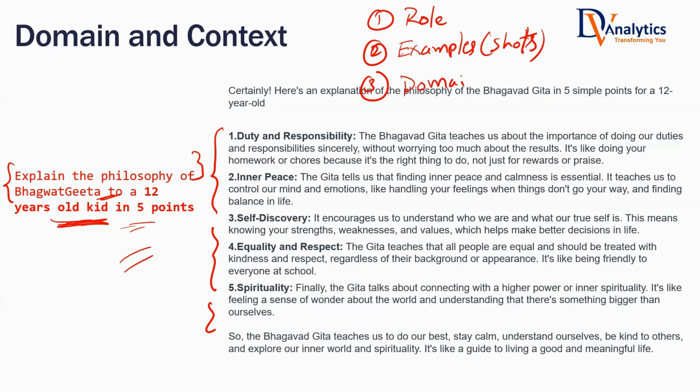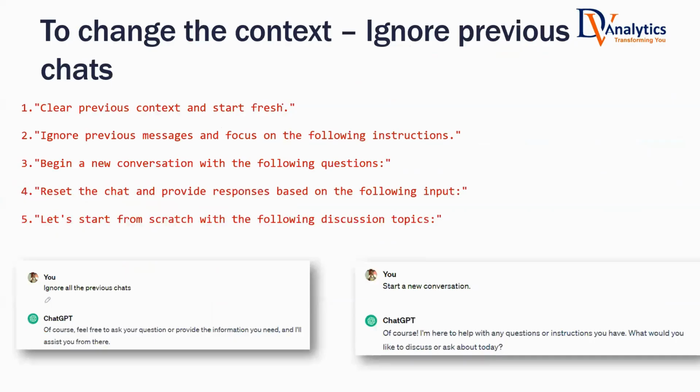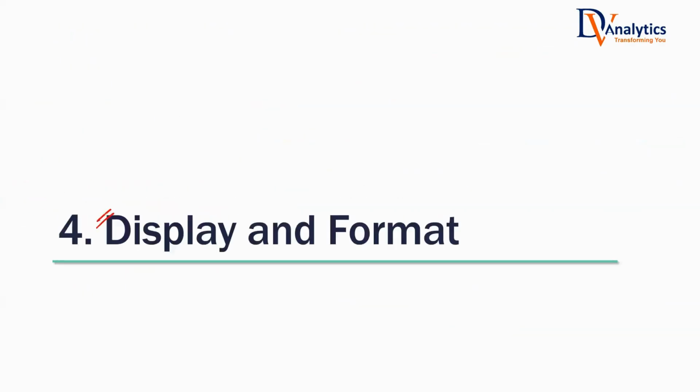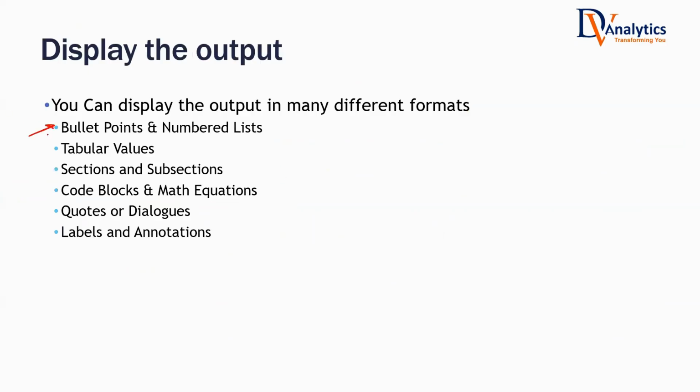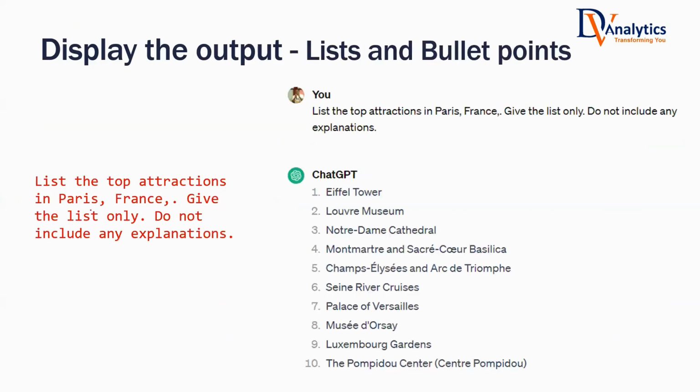Domain and context. Make sure you specify which domain, which context you want your output in. Then you will get granular, fine-tuned results. The next one is you can mention what kind of display you want, what kind of format you want your output in. You can get the display in bullet points. Maybe you're expecting bullet points, but every time it is giving you text. Then mention it. I want bullet points. Maybe you're expecting a table. Mention it. I want tabular values. Sections and subsections, usually this is what ChatGPT gives. I want code blocks. I think code blocks it gives automatically. Mathematical quotations, labels, annotations, you have to mention it.